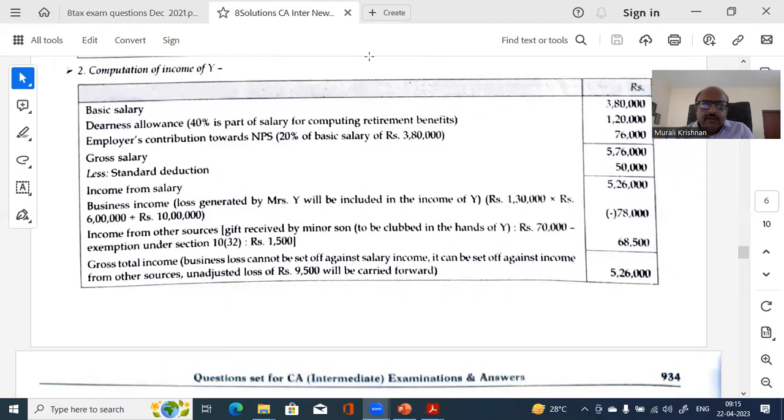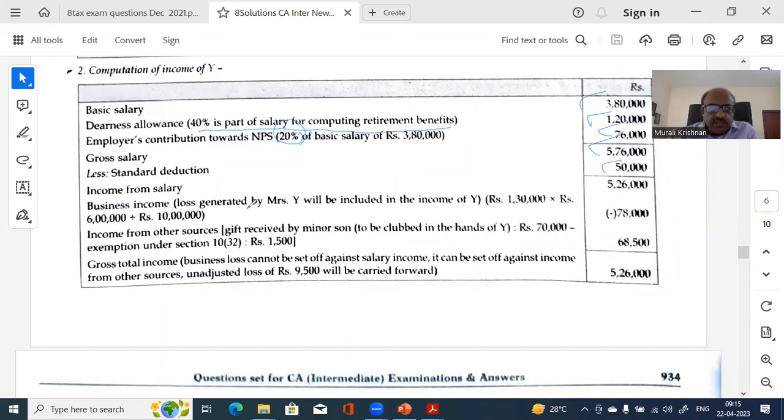Basic salary 3,80,000. DA allowance: only 40% counts for retirement benefit, but the entire amount is taxable, right? Employer's contribution of 20% of basic will also be taxable, right? He is getting that money, so it's taxable. So the total is so much.